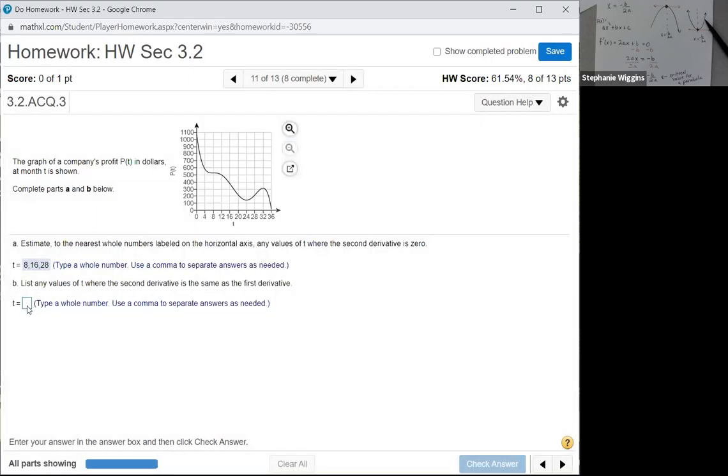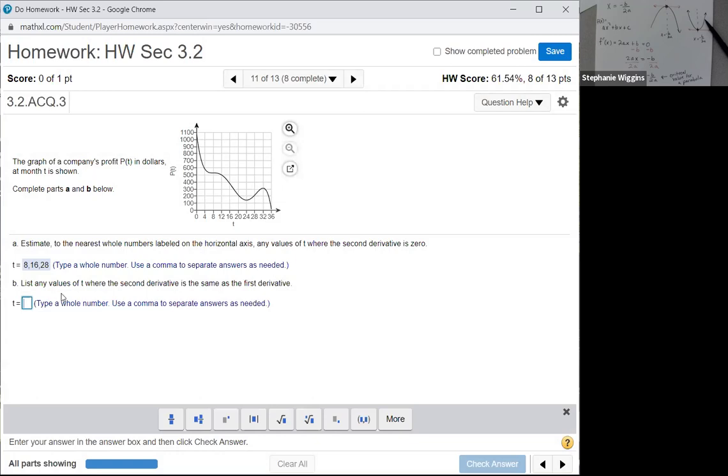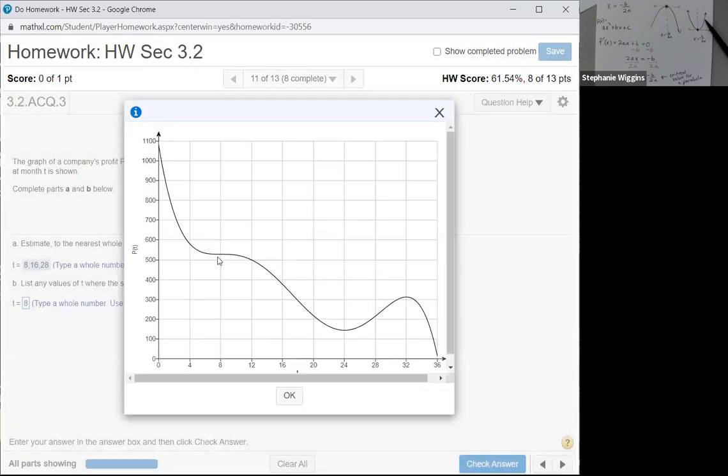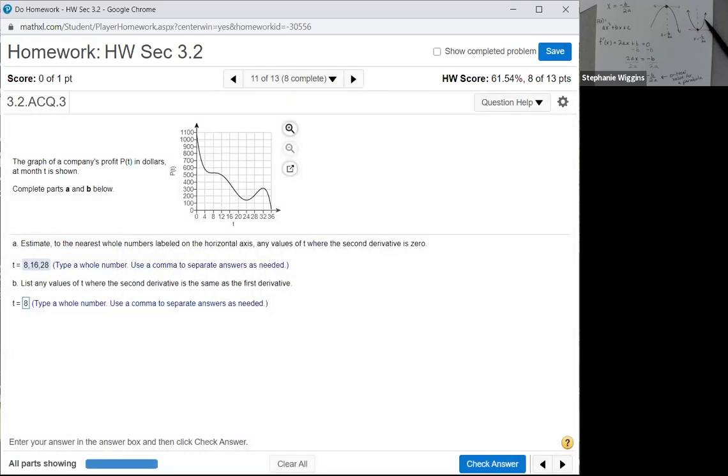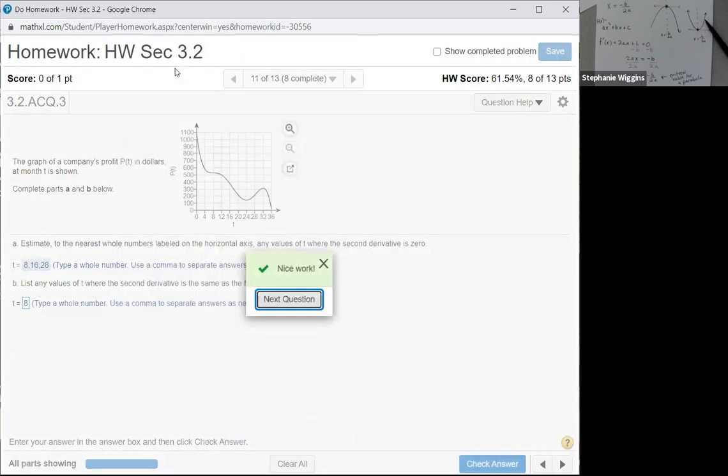So that was 8. And I think that's the only spot, because here the first derivative is 0, but that's not an inflection point. And then here the second derivative is 0, but that's not an inflection point. So I think 8 is the only one.